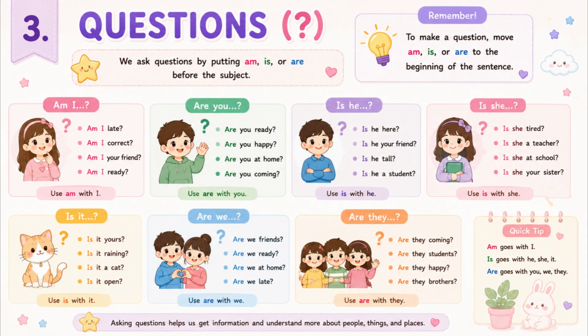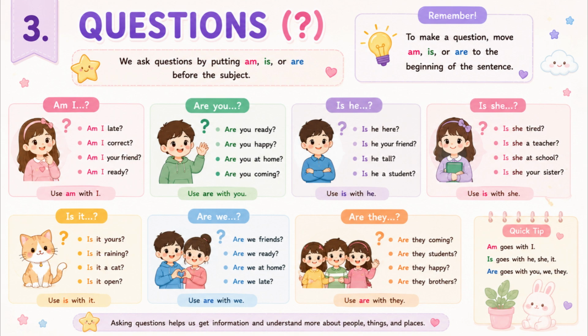Next, is she? Is she tired? Is she a teacher? Is she at school? Is she your sister? Remember, we use is with she. Next, is it? Is it yours? Is it raining? Is it a cat? Is it open? Remember, we use is with it.